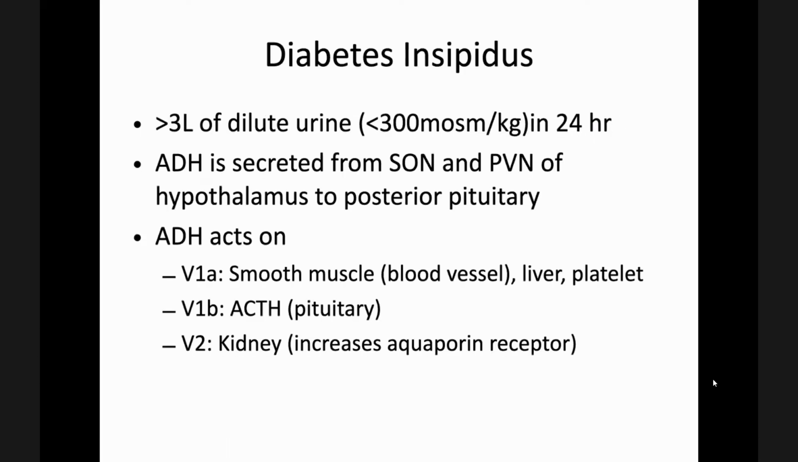Then there is a term called diabetes insipidus. That is a defect in the posterior pituitary gland. The posterior pituitary gland releases vasopressin, or ADH, which is secreted from the supraoptic nucleus or paraventricular nucleus of the hypothalamus to the posterior pituitary. If there is any defect, or a defect in ADH release, there will be deficiency of ADH, which ultimately causes diabetes insipidus. Diabetes insipidus typically presents with polyuria, that is more than 3 liters of dilute urine in 24 hours.